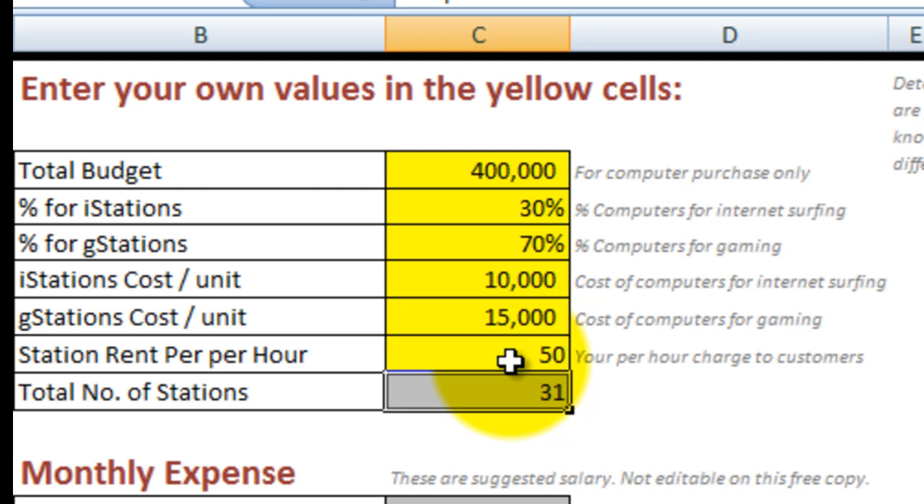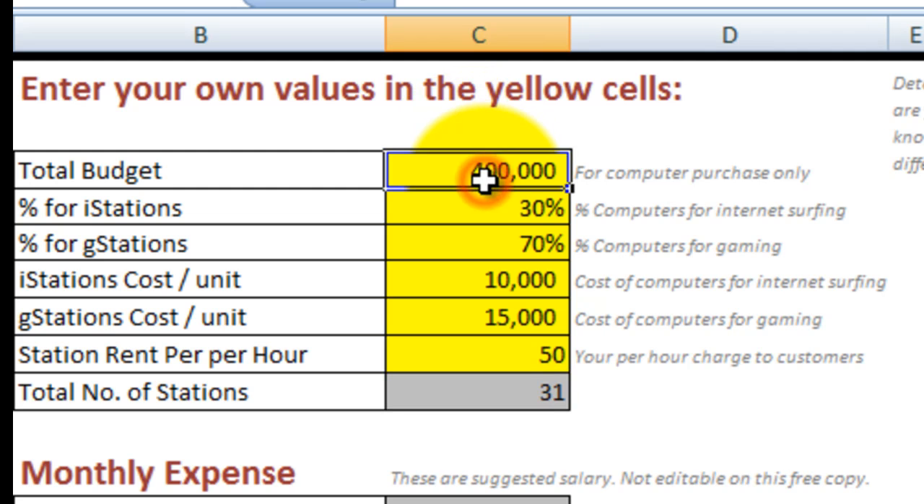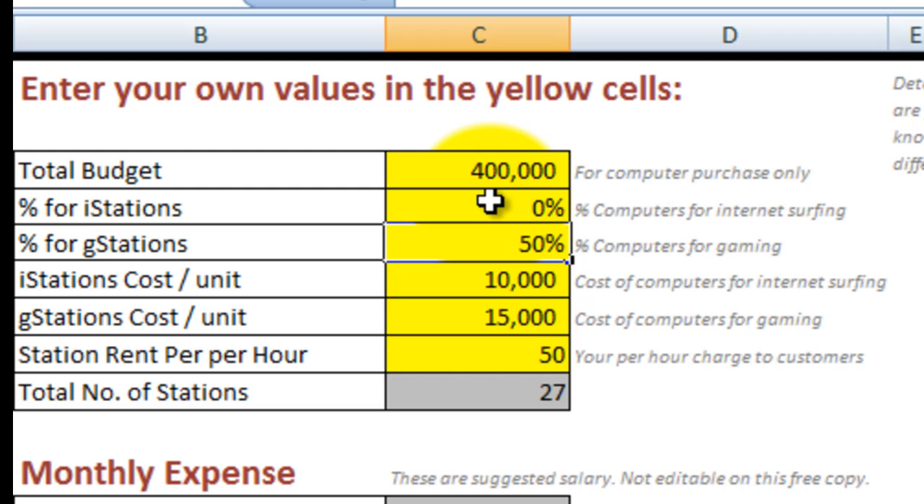Some even go beyond 50 pesos. Okay, so that's it. All you need to provide are those six items, and it will automatically compute how many computers you will be able to buy with that budget, and the percentage you can input here: 0% if you want 100% gaming internet cafe shop, or if you want to have a mix, a balanced mix, you can do that. Just make sure the total of these two is 100%.